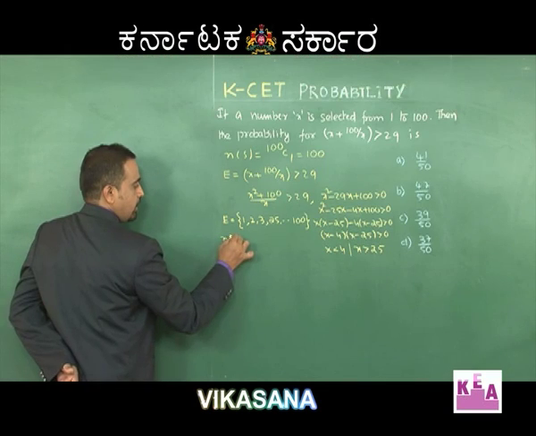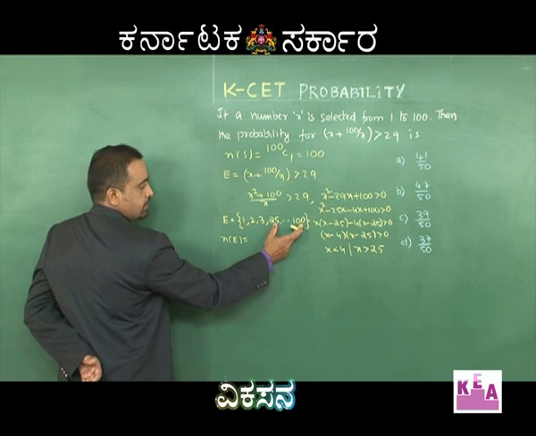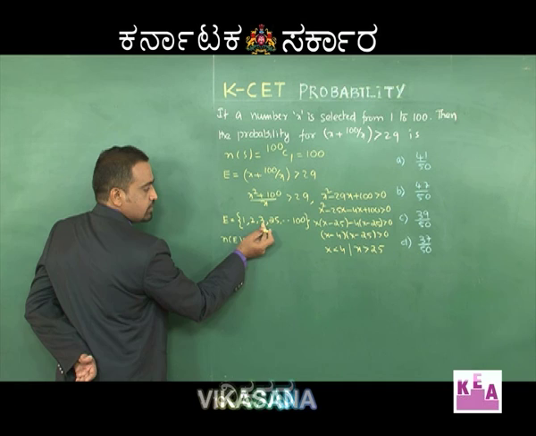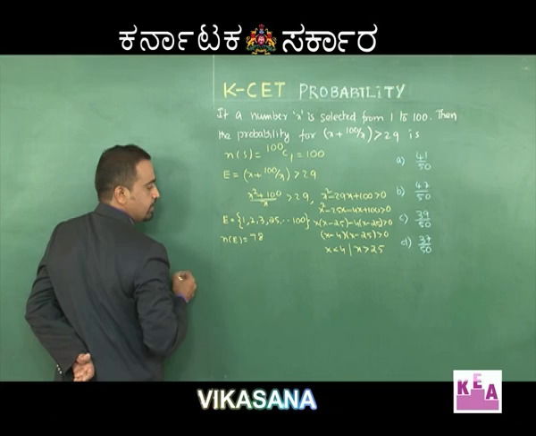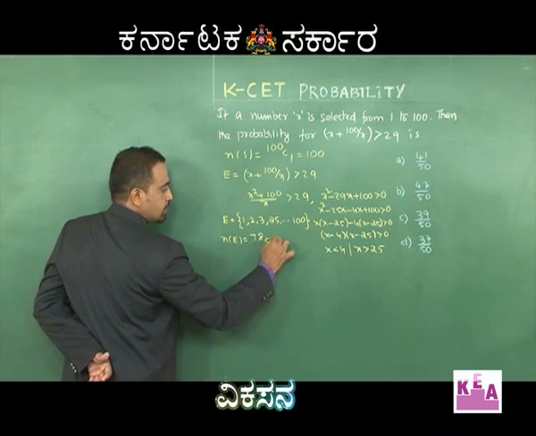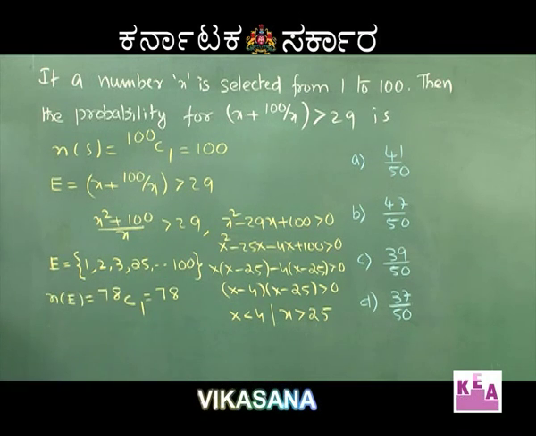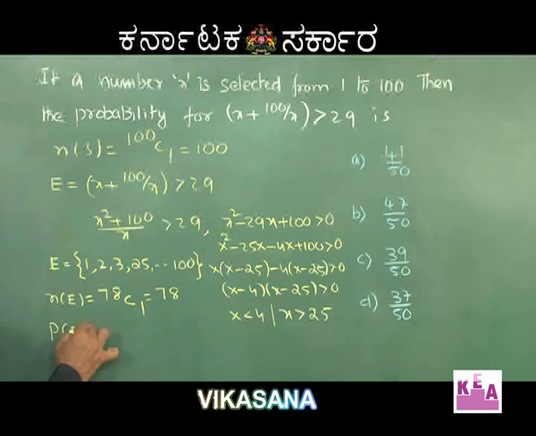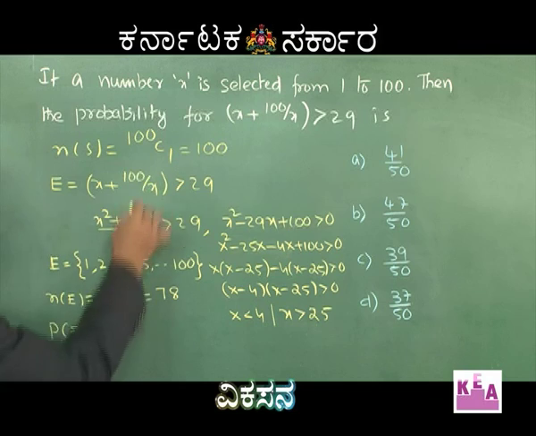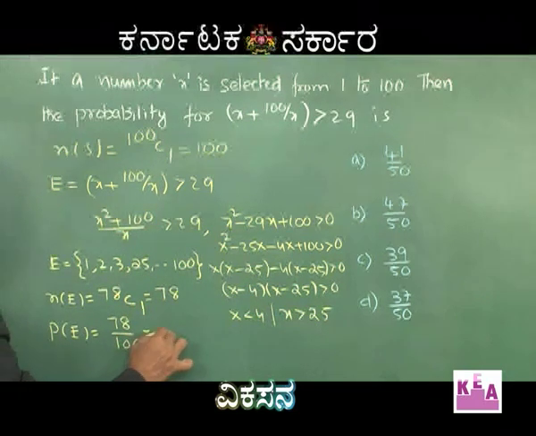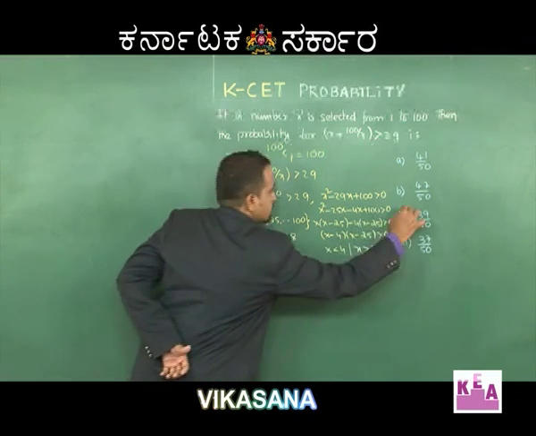So here n of E, the total number of favorable cases from 25 to 100: 75 will be there, 76, 77, 78. Total number of cases is 78. From the 78 cases, selecting one number x, this is 78. Now, the probability of success, probability of E, is n of E 78 by n of S 100. This is 39 by 50. Therefore, C is the correct option.